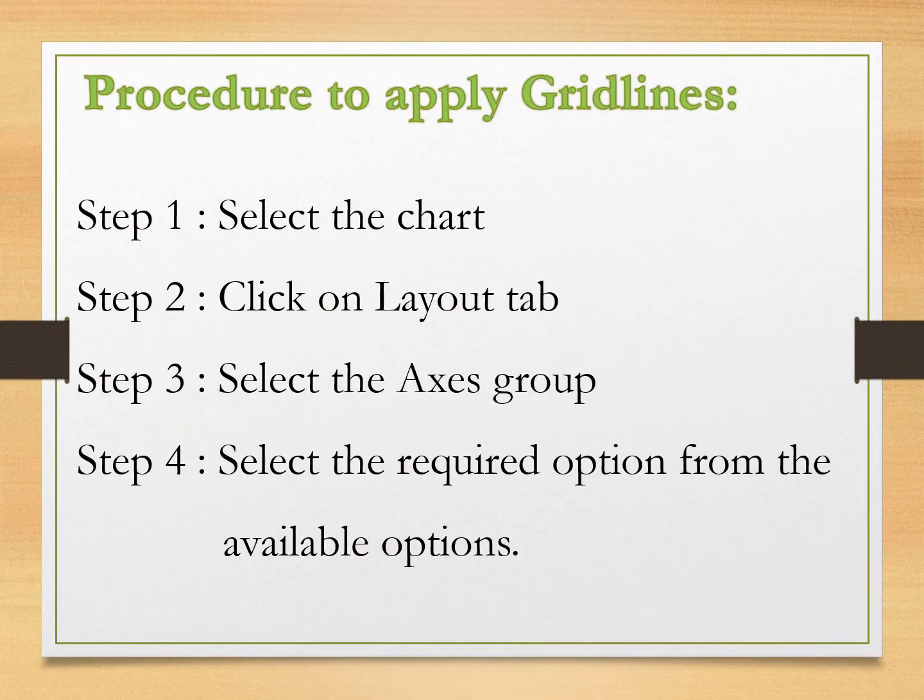Children, just now we have seen the procedure to apply the chart title, legend, data labels and data table, and let us see the procedure to apply grid lines. In order to apply the grid lines, you have to select the chart, then you have to click on the same layout tab as usual what you have selected for chart title, legend, data labels and data table. But the only difference is, in order to apply the chart title, legend, data labels, data table, you have selected the labels group, but for applying the grid lines you have to select the axis group. Then as usual last point is same, you have to select the required option from the available options.